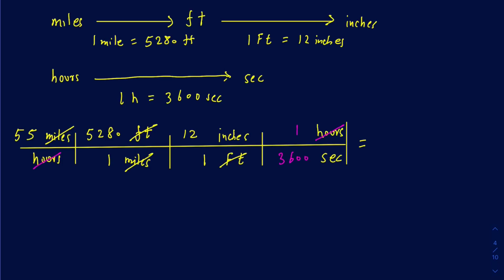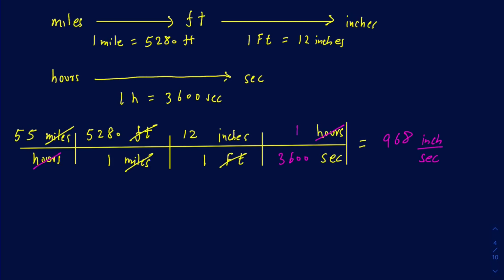All right, and then all you really got to do is do your math here. You got 55 times 5280 times 12 and divide that by 3600. So it comes out to be roughly 968 inches per second.